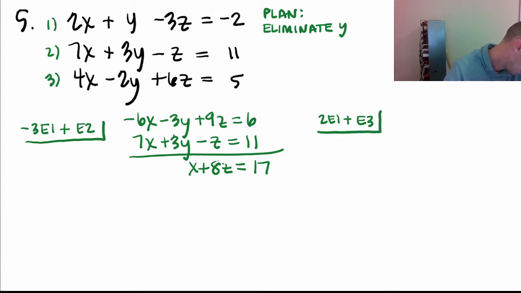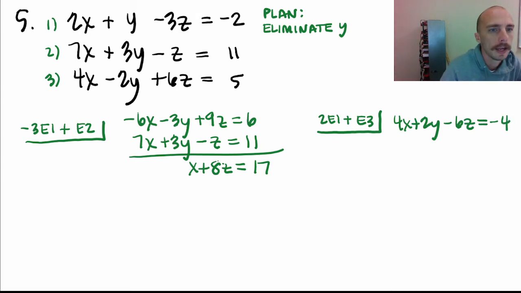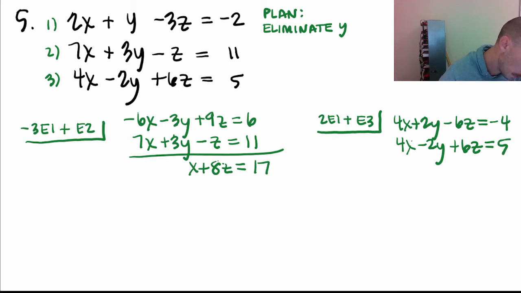So 2 of equation 1 is 4x plus 2y minus 6z equals negative 4. And then plus equation 3, okay, wait, 2 equation 1, yeah, I'm eliminating y, okay, yeah. Plus equation 3, so 4x minus 2y plus 6z equals 5. Ah, yes, okay, I see where we're going here. I was wondering if this was going to happen ever.